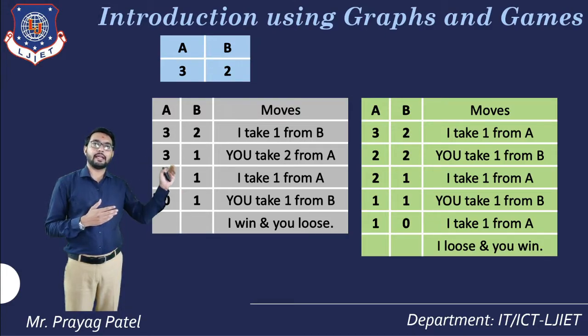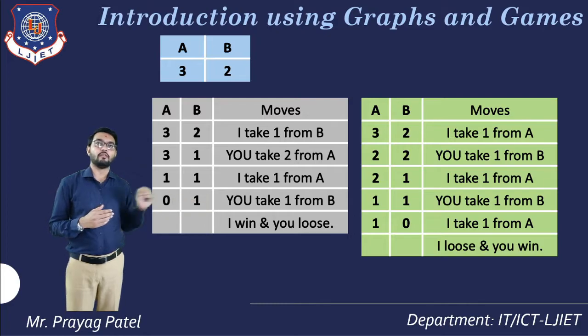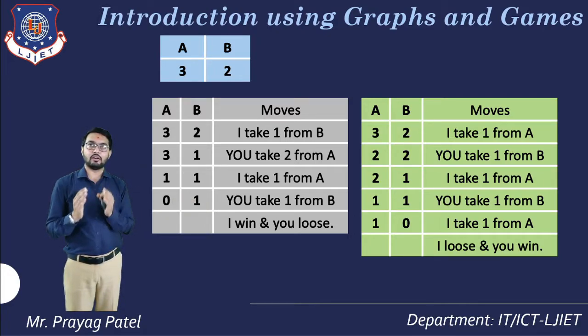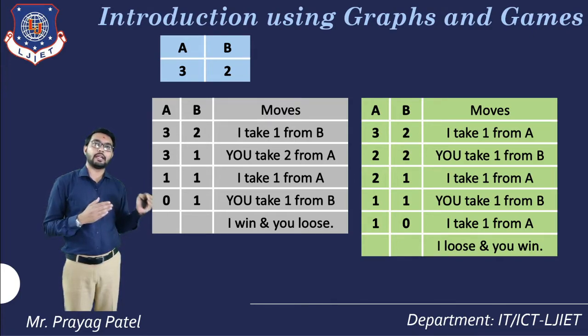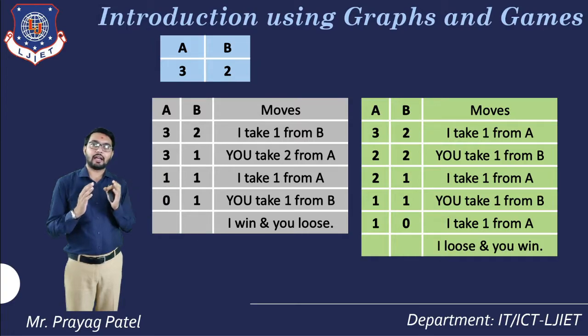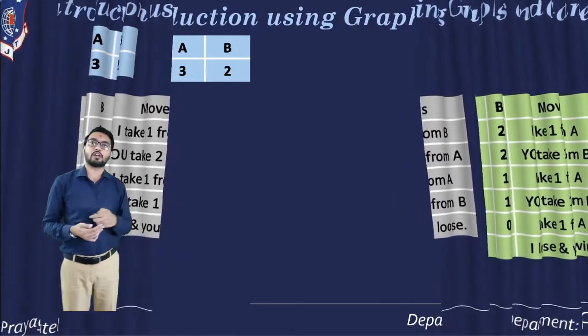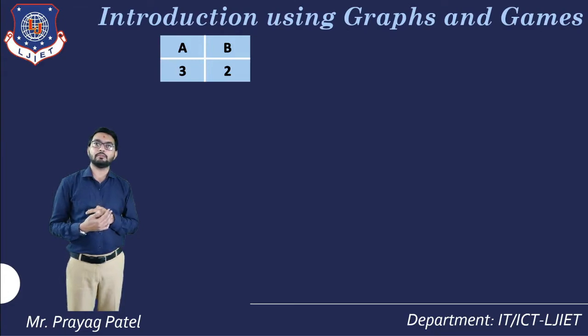Now consider I take one from A, so the remaining object equals 1. Now you take one from B, so the remaining object equals 0. Now the last one object is in heap A, so I take one from heap A. So lastly I select the object, that's why we can say that I lost the game and you win the game. Now consider another option, or another way, for the same problem.